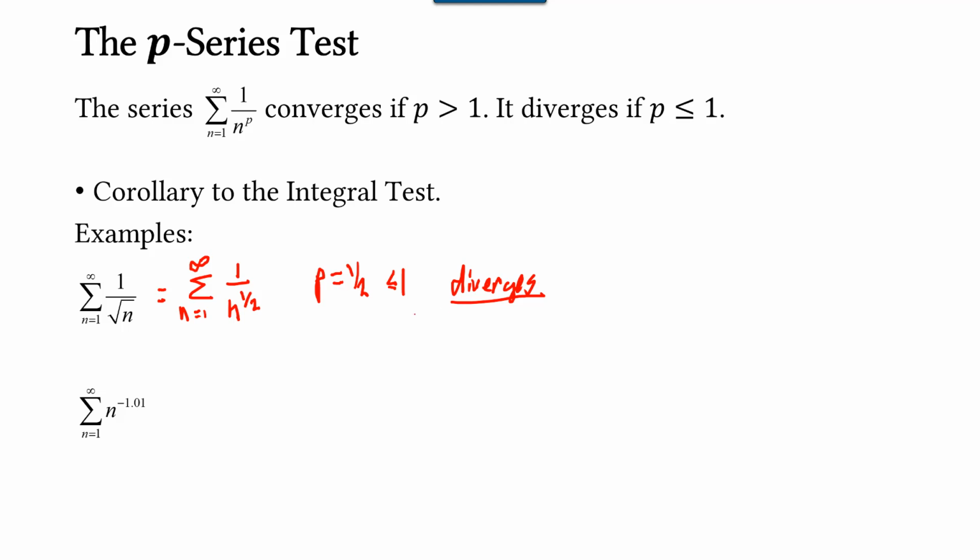One more example of applying the p-series test. Here we have to recognize that n to the minus 1.01 is the same as 1 over n to the 1.01. That reveals p, in this case, to be 1.01. That's bigger than 1, so this series converges.